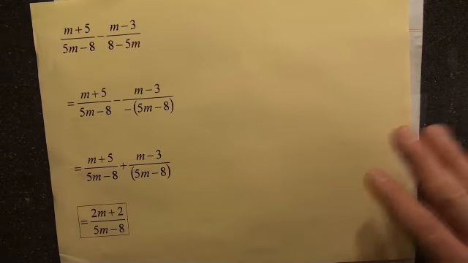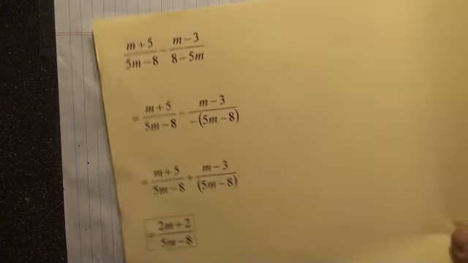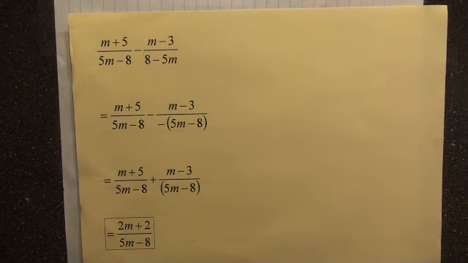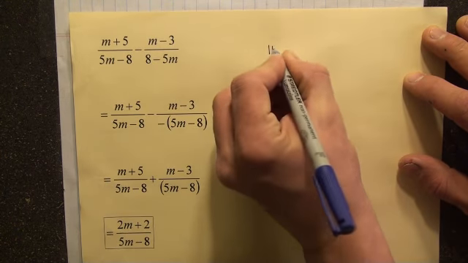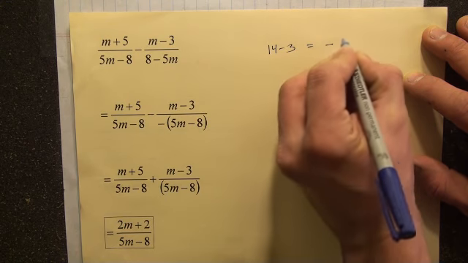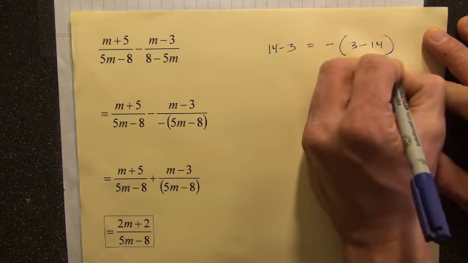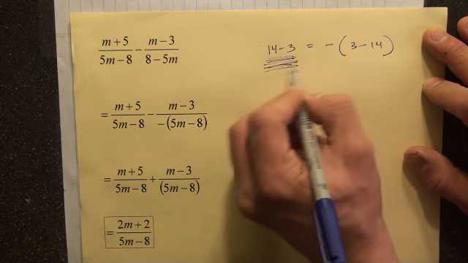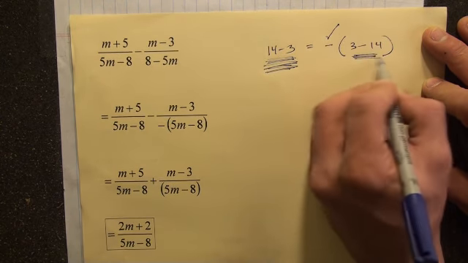All right, questions or concerns? Oh, wait, we've got one more to do here. Here it is. m plus 5 over 5m minus 8 minus m minus 3 over 8 minus 5m. Now, this problem is very similar to what we looked at in one of the recent videos, I believe 128 or 129. Make sure you go back and check it out. But what you have here is this. We established earlier that 14 minus 3 equals the opposite of 3 minus 14. Think about it. That's 11. 11 equals the opposite of negative 11.